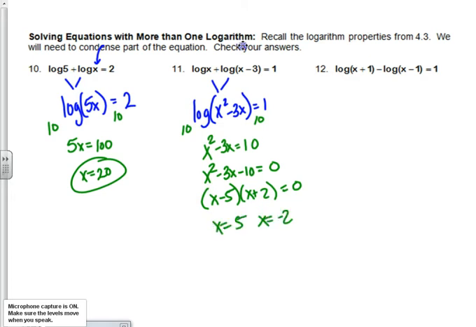However, if I go back up to this logarithm, for instance, if I put a negative 2 into that logarithm, that would be log of negative 2. That's going to be an extraneous solution. 5 will work, however, so he is a solution.